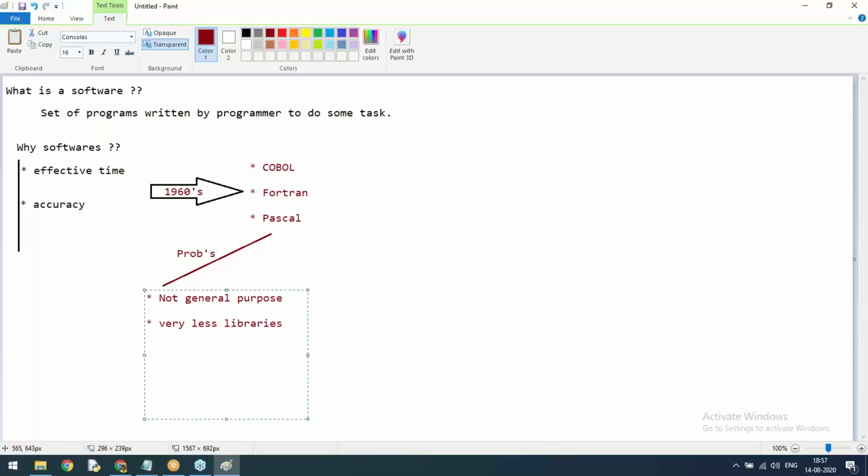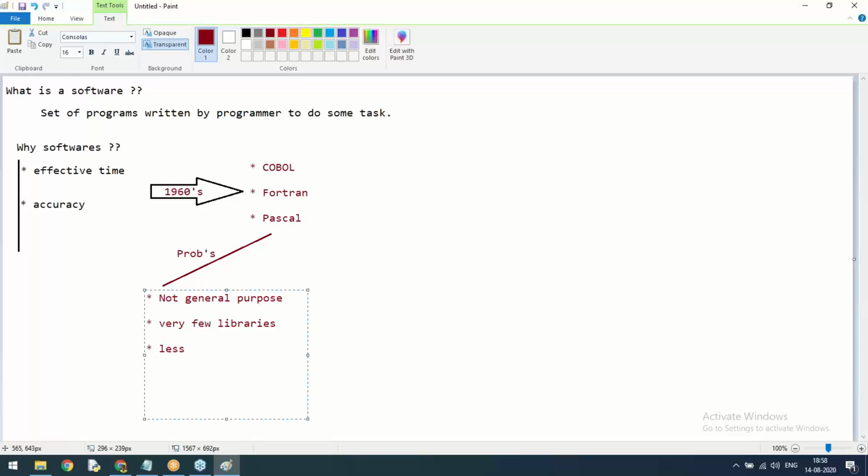Libraries were there, but they were very small, very few libraries. The libraries that we have in Java, in C, in nowadays Python and .NET are big libraries. But COBOL, Fortran and Pascal contain very few libraries, sir. You didn't have rich libraries in these languages. That is the second problem.